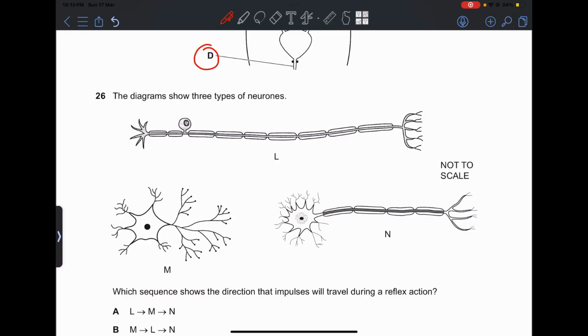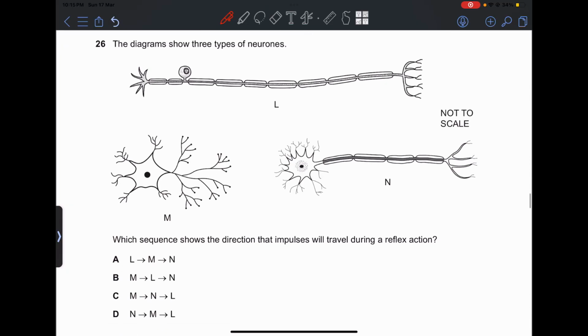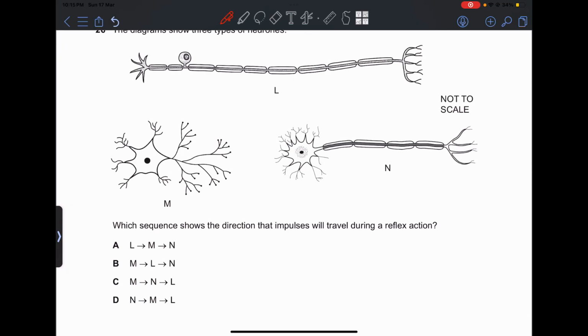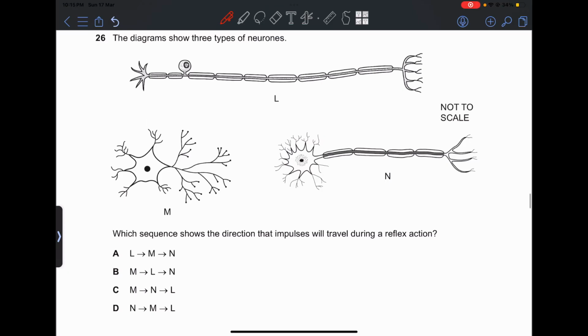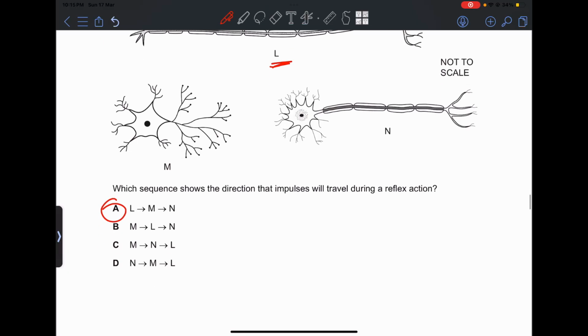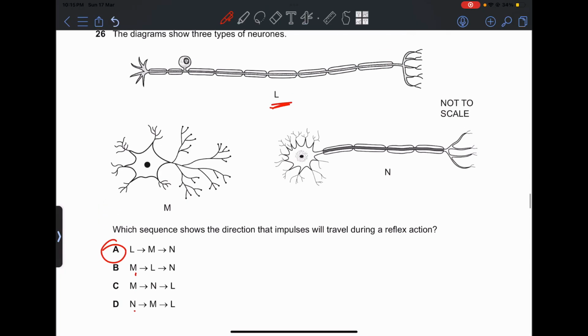26. The diagrams show 3 types of neurons. Which sequence shows the direction that impulses will travel during a reflex action? Actually, first you're going to be starting off from L over here. So the only answer that starts from L is actually A. So your answer is going to be A, because all of the others start from either M or N, which is incorrect.